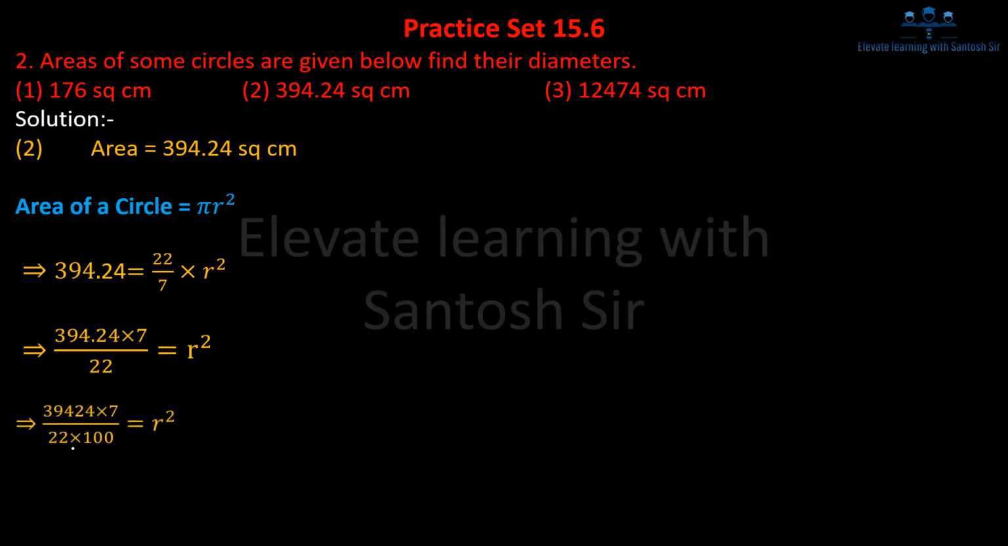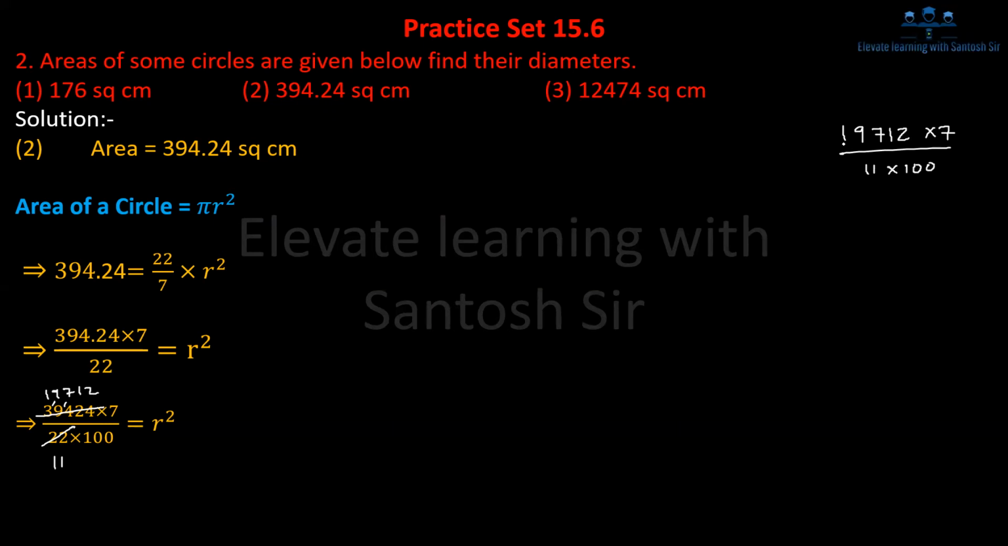Now, let us try to simplify this. Let's go with 2. 2 into 11. 2 ones are 2. 1 carried. We have 19. 2 nines are 18. 1 carried. We have 14. 2 sevens are 14. Then we have 2. 2 ones are 2 and 2 twos are 4. So we have 19712 multiplied by 7 divided by 11 into 100.